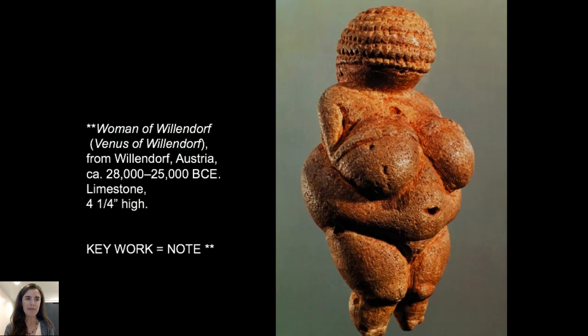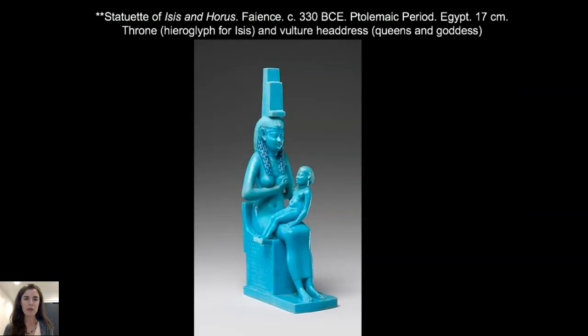To move forward many thousands of years to see another example of a kind of goddess figure is this statuette of Isis and Horus. So Isis is the goddess here. You see her here wearing a vulture headdress, which is a marker of queens and goddesses. And then also the throne on her headdress is a hieroglyph for Isis. So hieroglyph is the writing system in ancient Egypt. And then you see her here, very smooth, beautifully sculpted body using this material called faience. It's kind of like a glass, so it's this very luminous blue material, and it's very lustrous. So it was very good to use for sculptures of goddesses or divine figures.